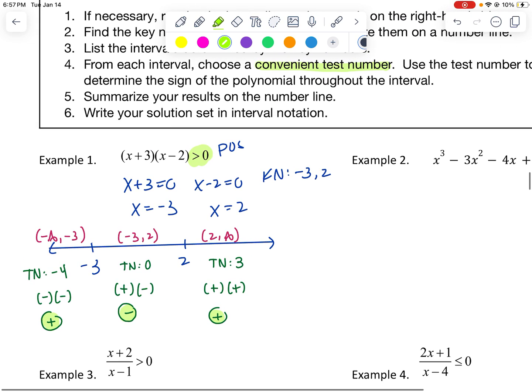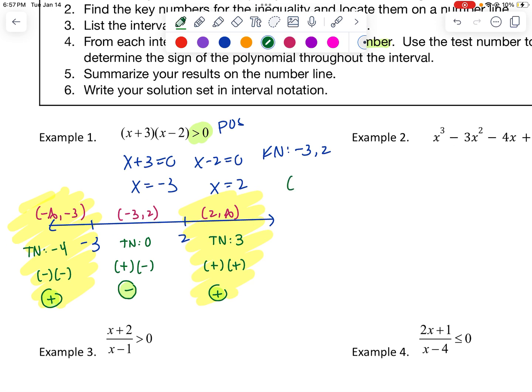Okay, so I just did step number 4. Step number 5 is to go and summarize your results on the number line. Again, we are looking for positive values, so I'm looking for these specific intervals. So my answer in this case is from negative infinity to negative 3, union 2 to infinity.